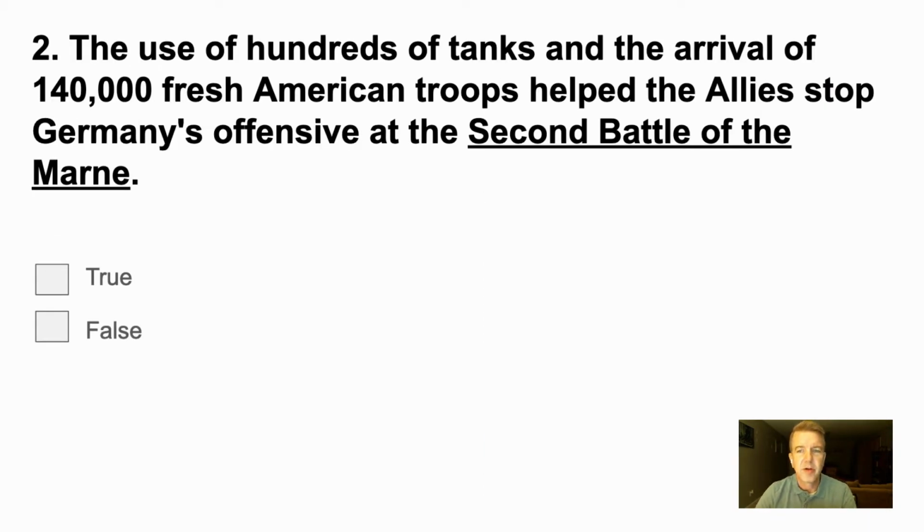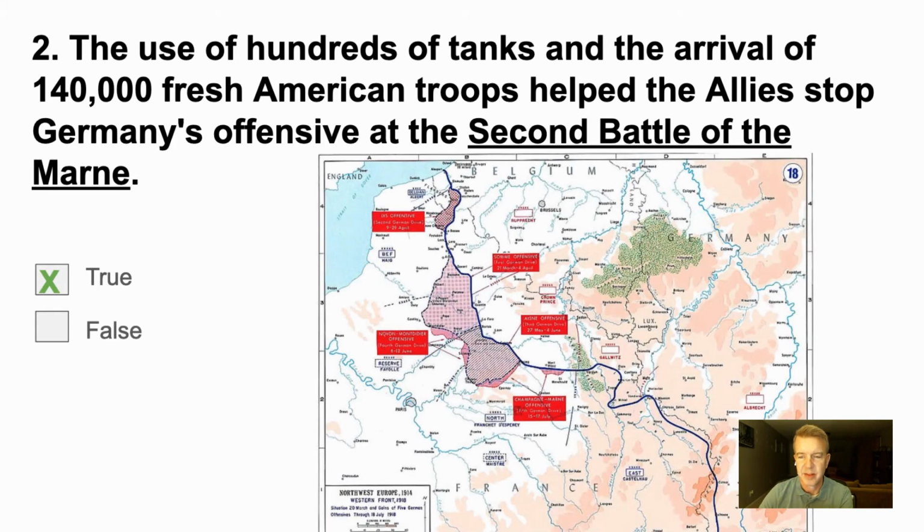Okay, the use of hundreds of tanks and the arrival of 140,000 fresh American troops helped the Allies stop the German offensive at the Second Battle of the Marne. That is absolutely true. This is a map of that Second Battle of the Marne offensive. This is Germany launching its offensive after having gotten Russia out of the war and moving all the troops from the Eastern Front to the Western Front.